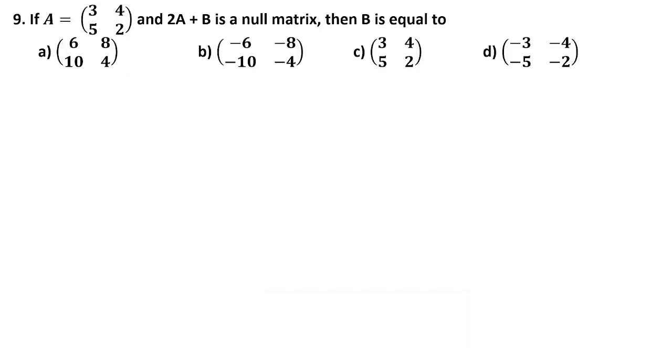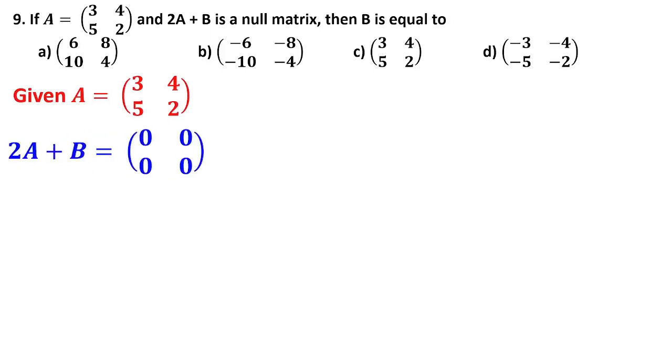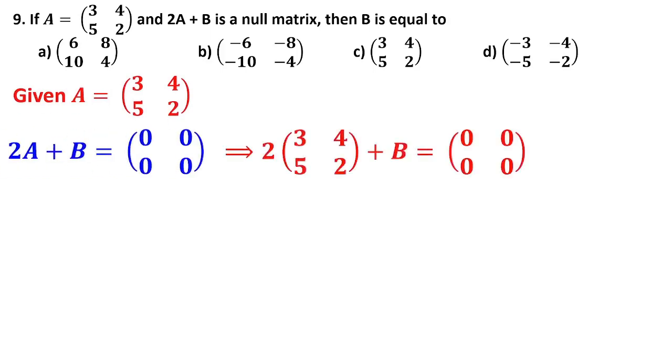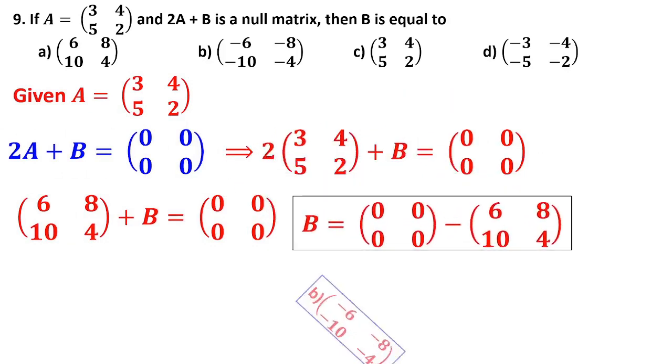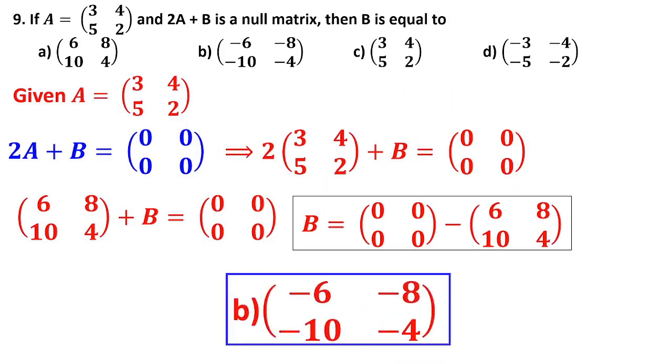Question number 9. If A is 3, 4, 5, 2 and 2A plus B is a null matrix, then B is equal to. Now, all of you know what do you mean by a null matrix? It is 0, 0, 0, 0. Therefore, I'm equating them. I'm getting the value of B now. It is minus 6, minus 8, minus 10, minus 4. Making use of a very simple matrix equation, you solved it.